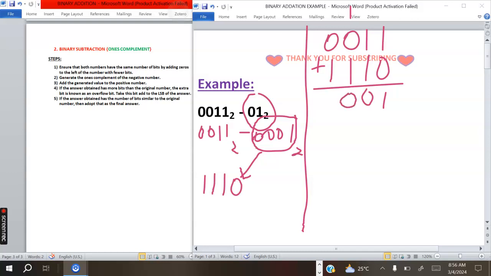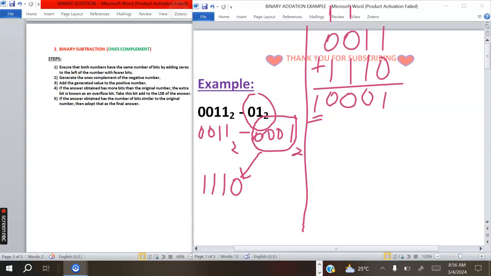Then you carry 1 to this point. 1 plus 0 plus 1 is equal to 1, 0. Now, that one takes us to rule number 4. If the answer obtained has more bits than the original number, the extra bit is known as the overflow. So, this is our overflow.